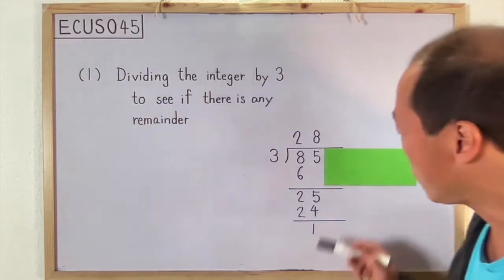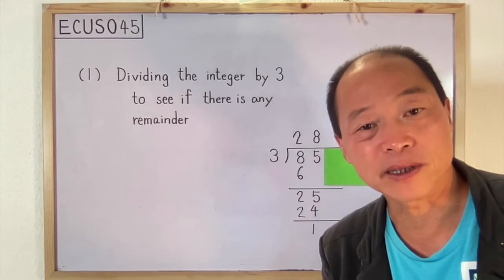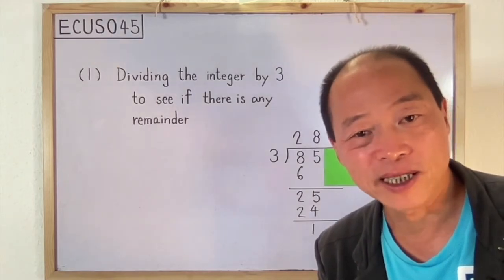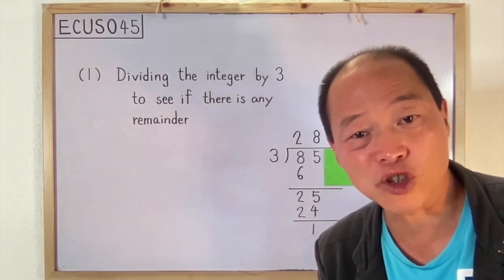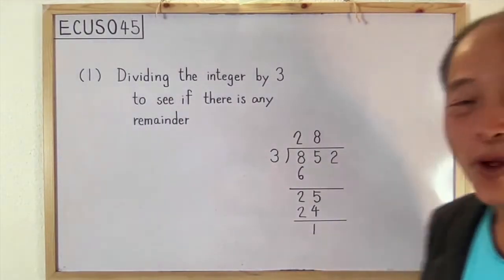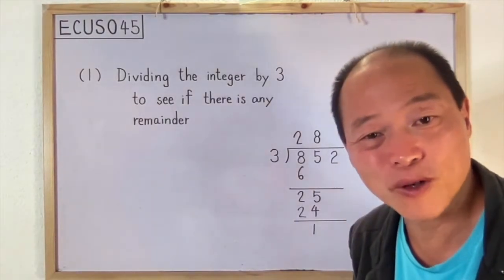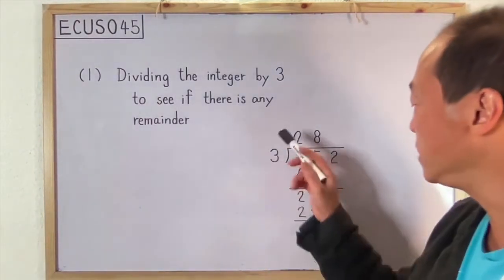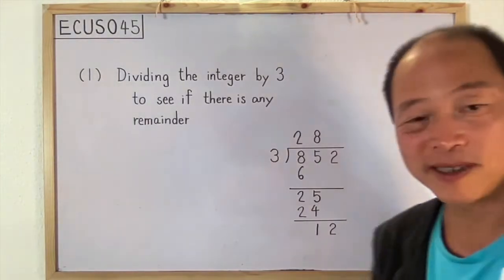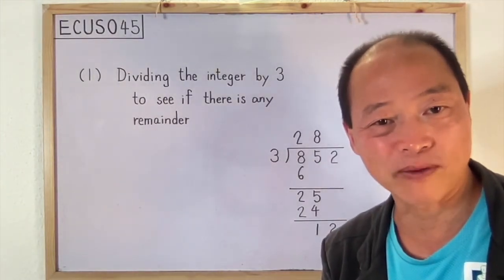However, when 1 works with the next digit, we can form a number that is larger than 3, and we can take out 3 several times from it. The next digit is 2. We bring it down here to work with 1 to form 12. How many 3 can we take out from 12? The answer is very simple. We can take out 3 4 times from 12.